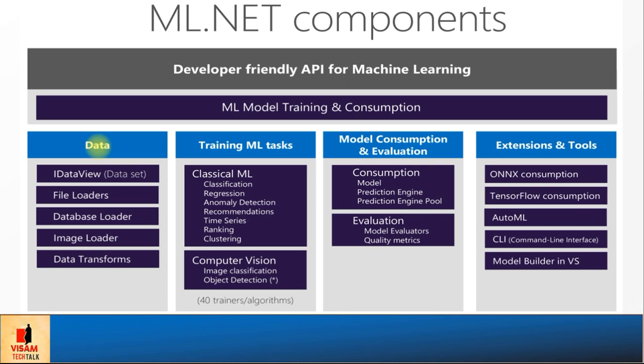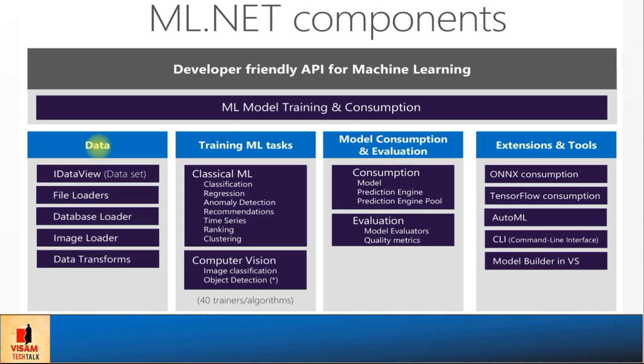If the data is available in the form of text or images, we can use file loaders. If the data needs to be loaded from the database, we are going to use the database loader. If the data has images, then we are going to use image loaders. So that was the first section, data loaders.